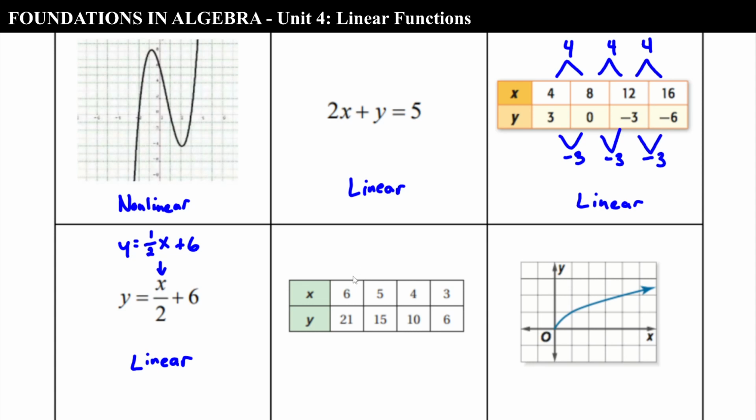All right, back to a table. 5 minus 6 is negative 1. 4 minus 5 is negative 1. 3 minus 4 is negative 1. 15 minus 21 is negative 6. 10 minus 15 is negative 5. 10 minus 6 is negative 4. So our ratio is different. Here it's 1/6, here it's 1/5, here it's 1/4. So this is nonlinear. This one has a curve to it, so this is nonlinear.